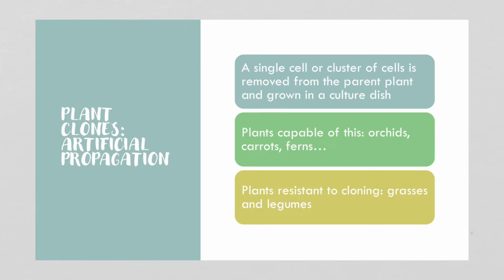Artificial propagation is when a single cell or clusters of cells are removed from the parent plant and grown in a culture dish, and then you end up with a whole bunch of new little plants. Some plants are pretty good at doing this. Orchids, carrots, and ferns are capable of reproducing this way. But plants that are resistant to this type of cloning would be grasses and legumes. They would not do very well this way.